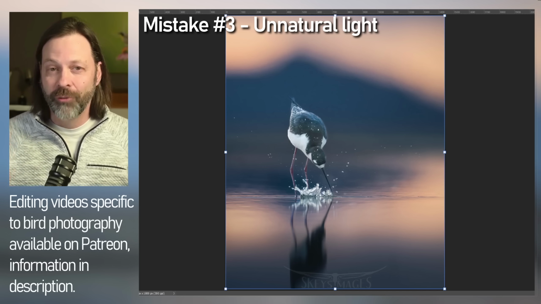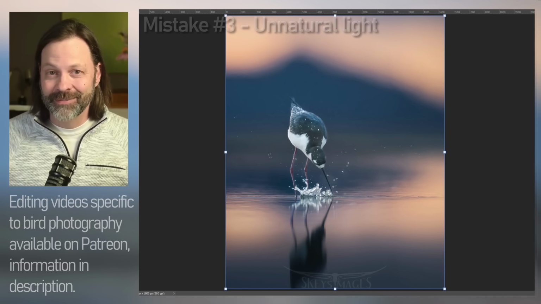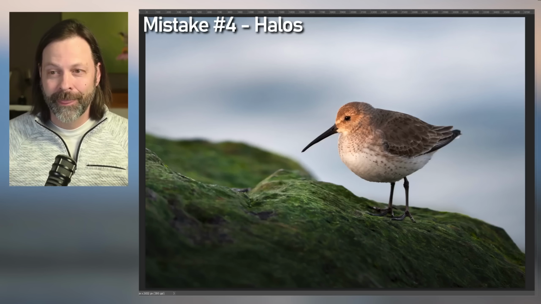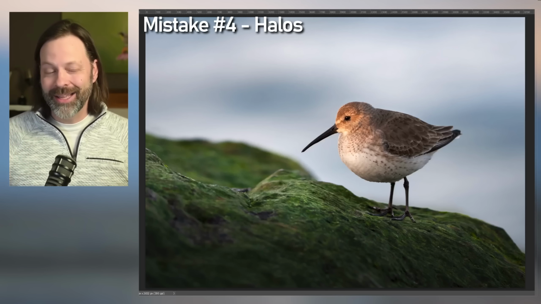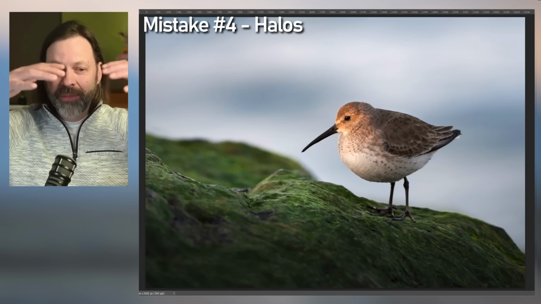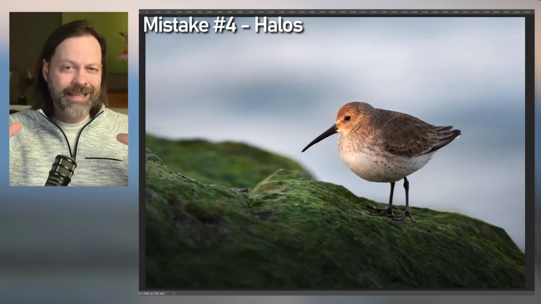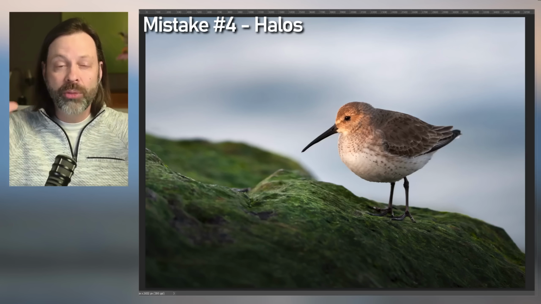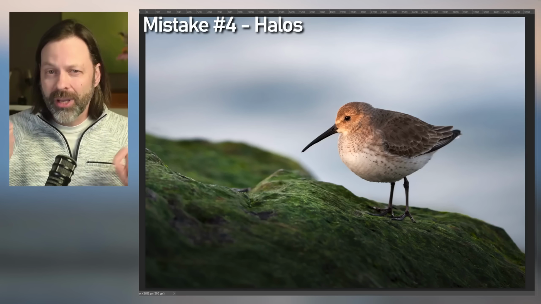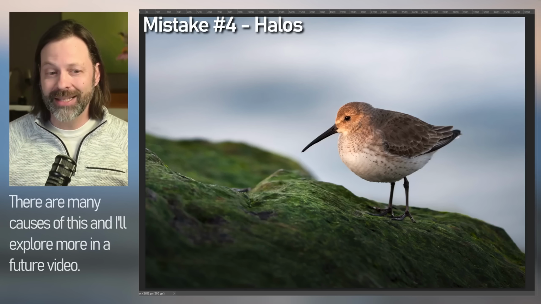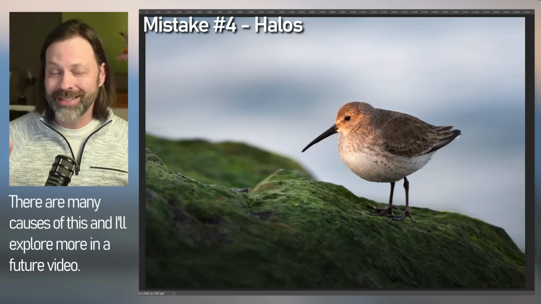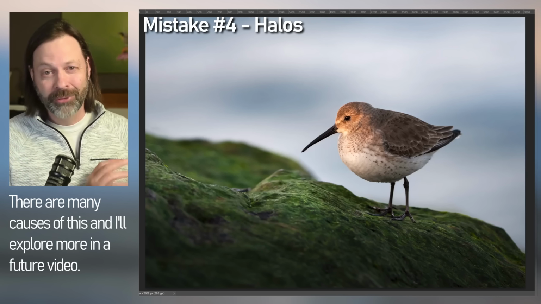But let's talk about the fourth editing mistake that I see from beginners, and that's this: halos. Now, what do I mean by a halo? A halo is when we have something around the subject that stands out. It's often like a glow that appears around the subject. Now, more to come on this because there's a lot of ways to create these halos, but I'm going to show you two ways that I've seen, and one of them I really frown upon.